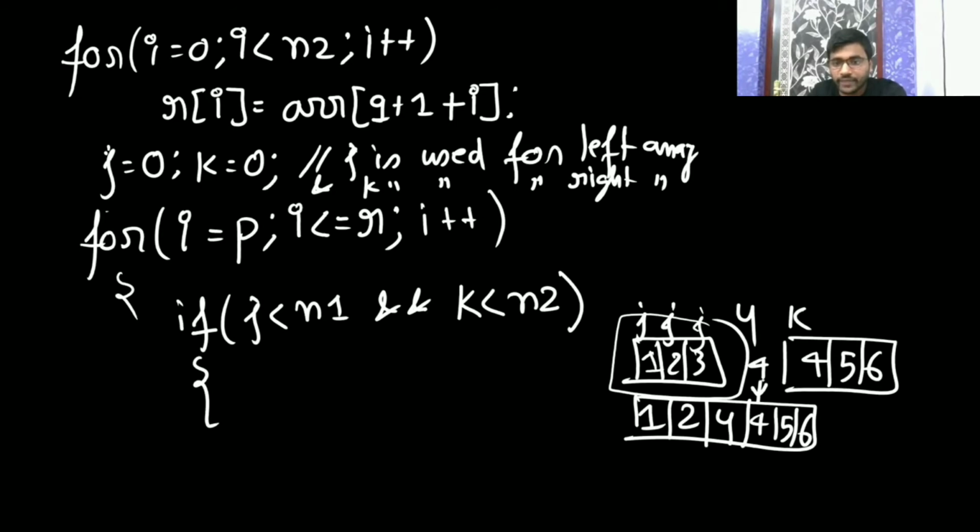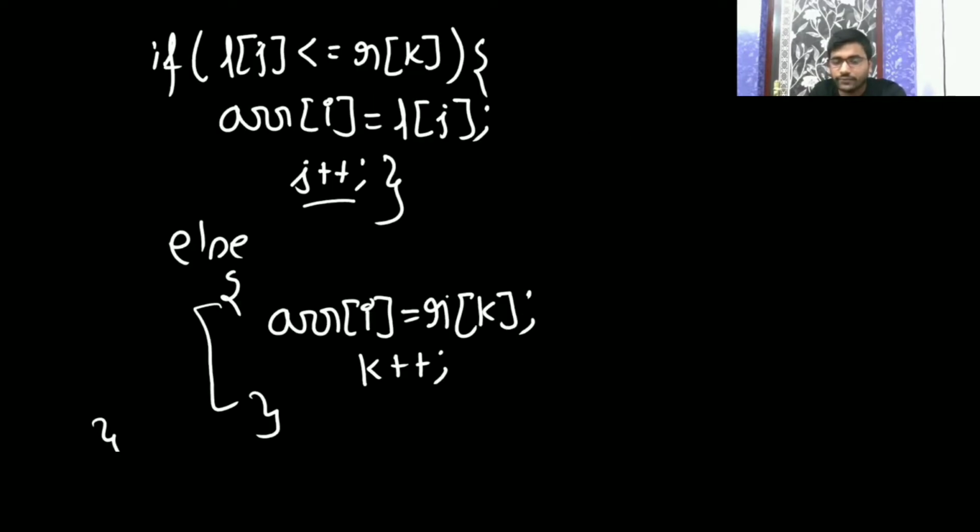Now again I will increment to 5. I will be here at 5. Now this condition is false. Again this condition is false. This condition is false again. So it will insert this element. It will go to the else part.